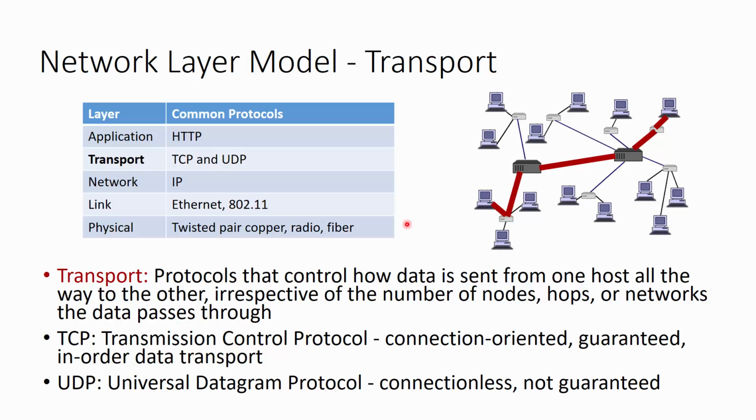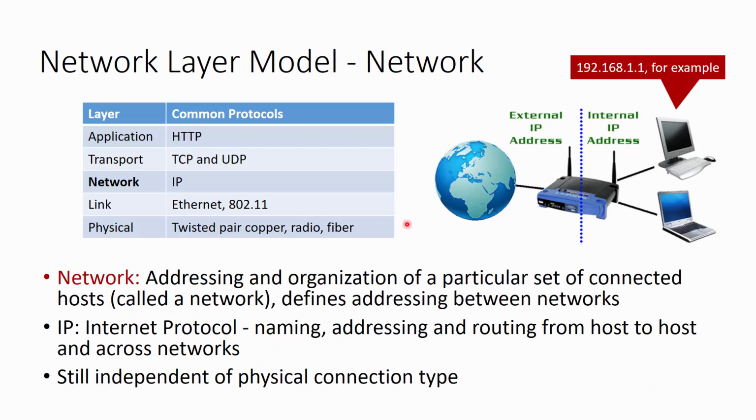UDP, on the other hand, is the Universal Datagram Protocol, which was before TCP was developed. UDP was the one in use, and it's connectionless. The packets are just blasted across the network, and there's no guarantee about practically anything.